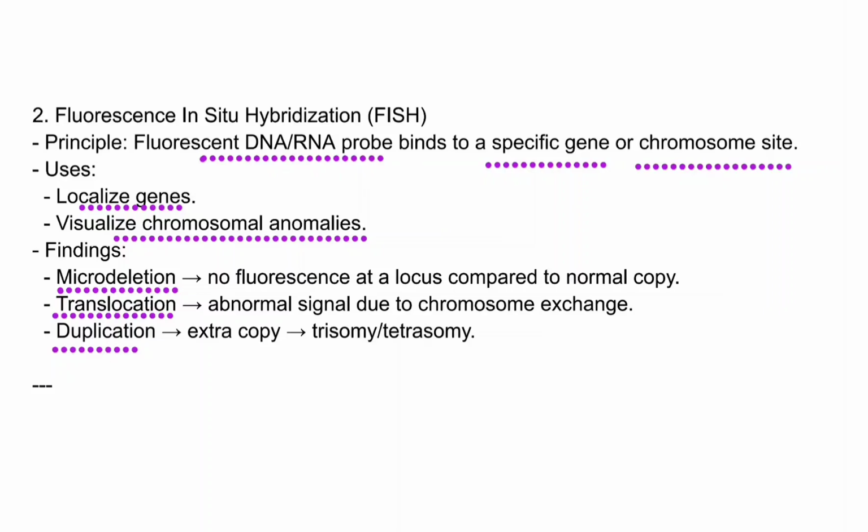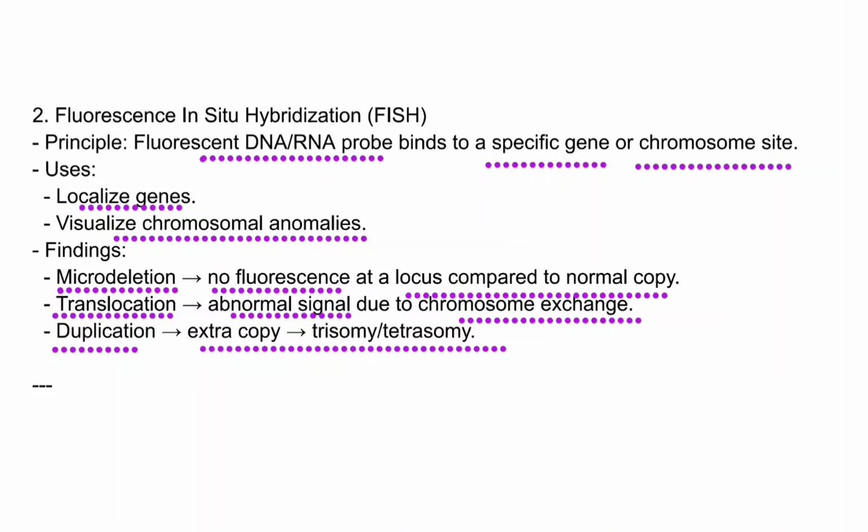Findings of fluorescence in situ hybridization: microdeletion, translocation, and duplication. In microdeletion, there is no fluorescence at the locus compared to a normal copy. Translocation shows an abnormal signal due to chromosome exchange. Duplication shows an extra copy, trisomy, or tetrasomy. So we have discussed fluorescence in situ hybridization.